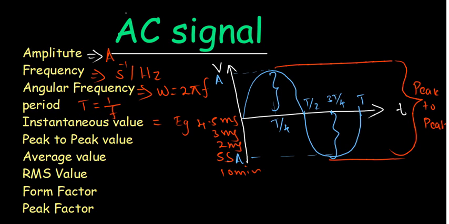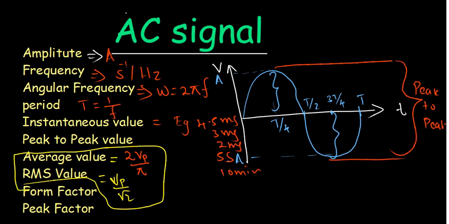Average value is 2 Vp over pi. So please note this, average value is 2 Vp over pi. The RMS value is Vp over root 2. So these are the important things, average value and RMS value.